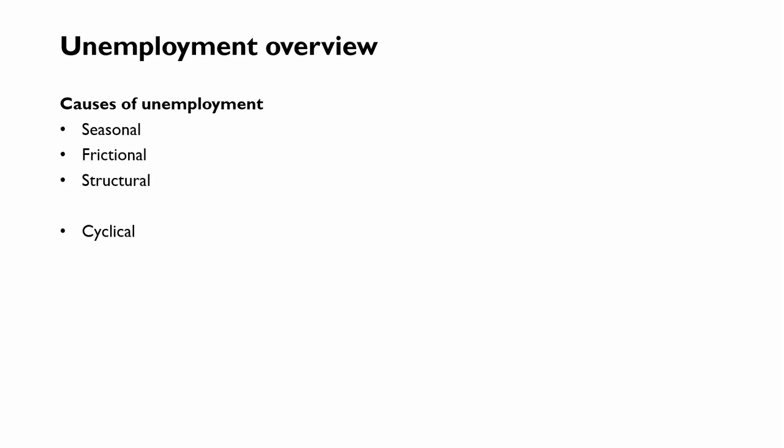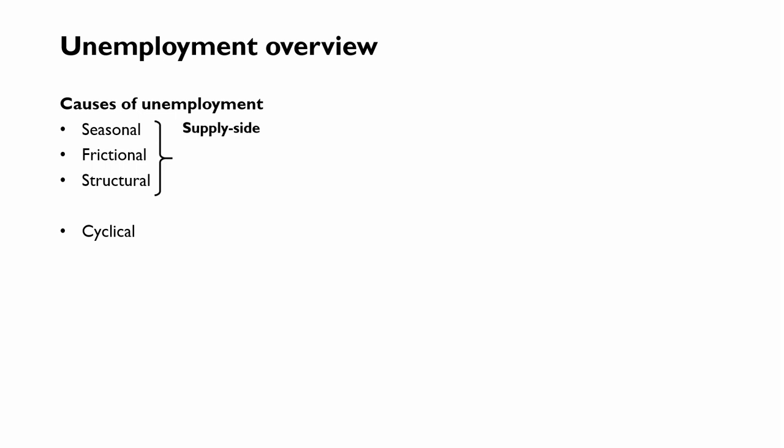We spoke firstly about the ways we measure unemployment, but much more interestingly we spoke about the different causes or types of unemployment. We spoke about seasonal, frictional, structural and cyclical unemployment. And hopefully, by the time you're watching this video, you're happy with those 4 different causes. If you're not, go back and watch the previous video in the playlist.